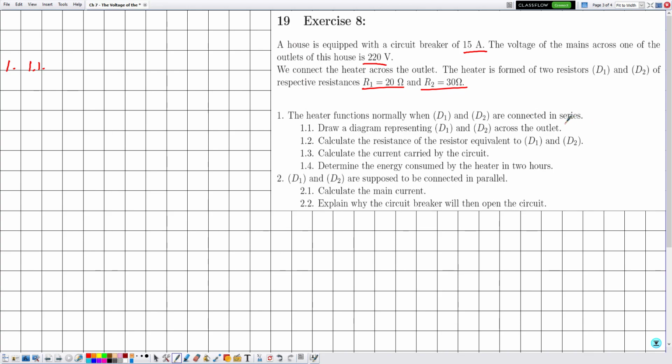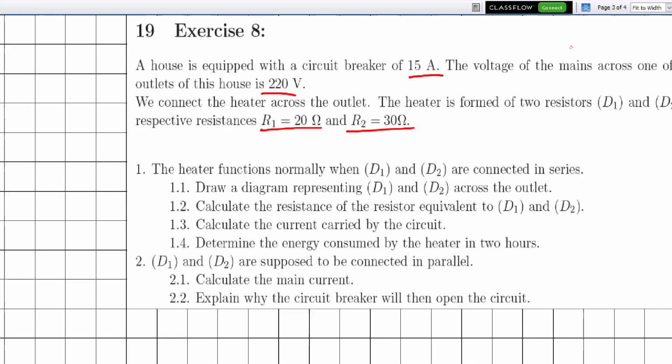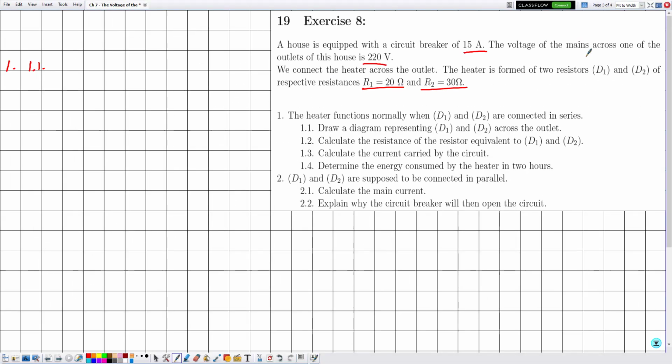So here we consider that the outlet is the voltage of the mains, which is by default AC sinusoidal. So this is the voltage supplied by the mains or the wall outlet, and these are the two resistors that are connected in series, D1 and D2.